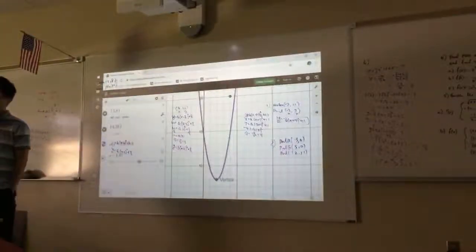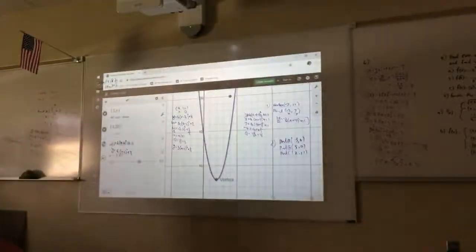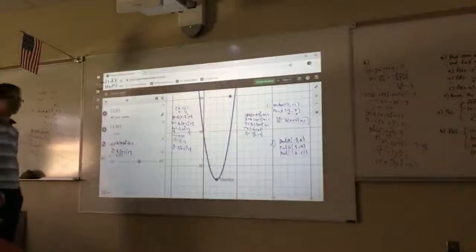Okay, yes, it is also 0.25, but fraction is good. The fraction right here is gonna tell me they are opening down, and later on we're gonna talk about what a negative 1 over 4 does.